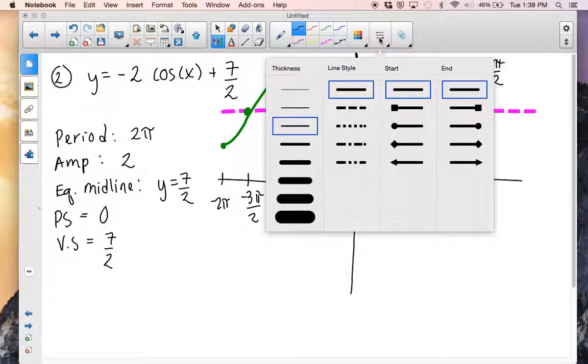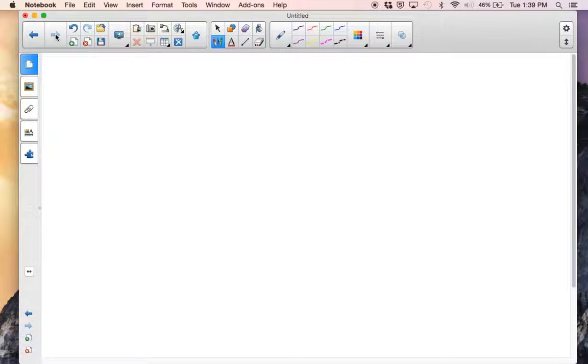Okay, next one. Let's do one that has a phase shift. This is kind of hard. If you look at the problem on your homework, this will be, let's see, example 3? This is very similar to one on your homework. Let me do negative sine of x plus pi over 3.